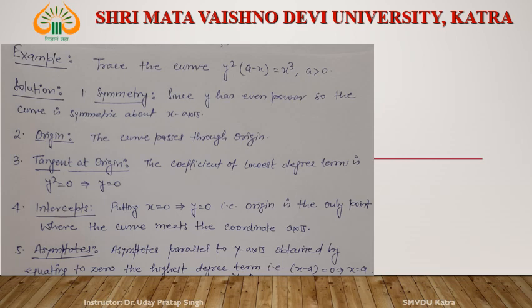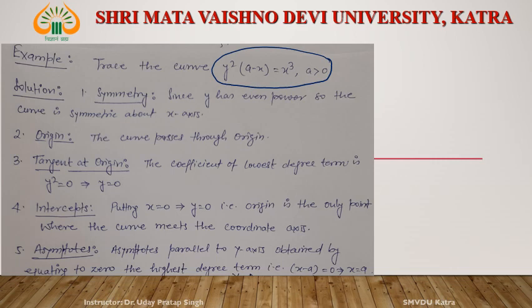Trace this curve. What is the curve? y square (a minus x) is equal to x cube, where a is greater than 0. It is given. Now let us discuss each property one by one.